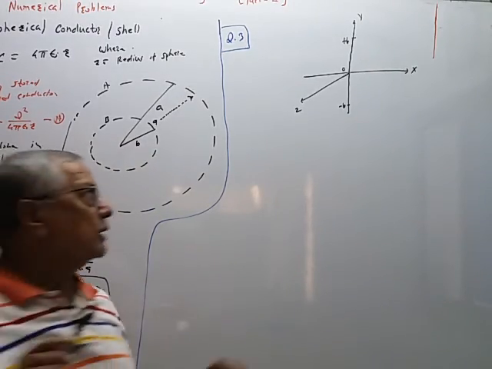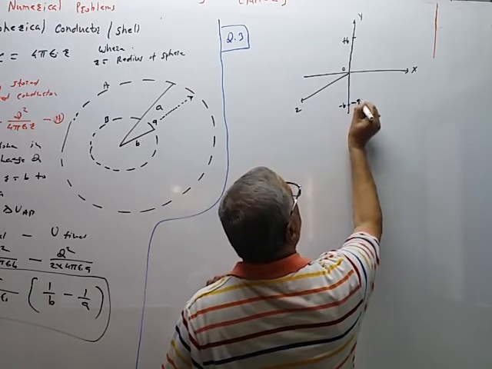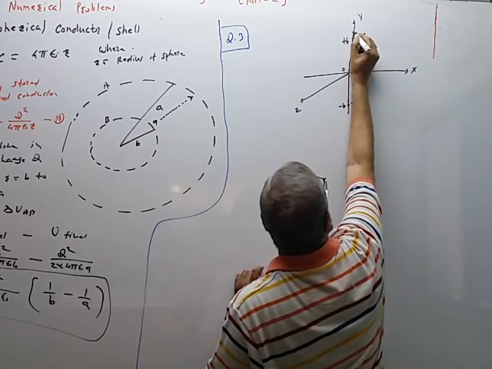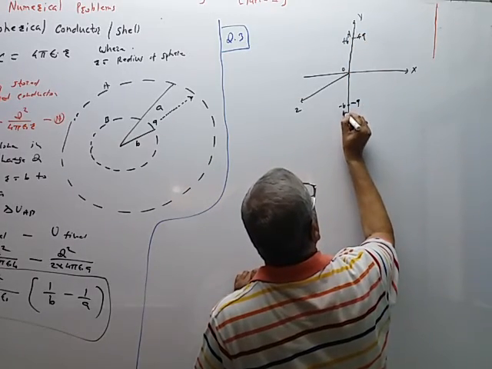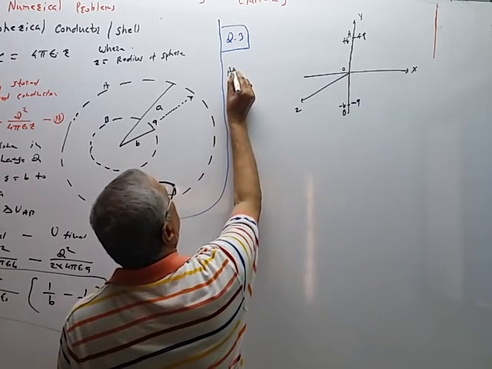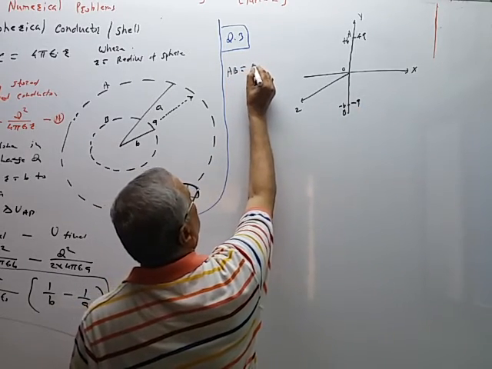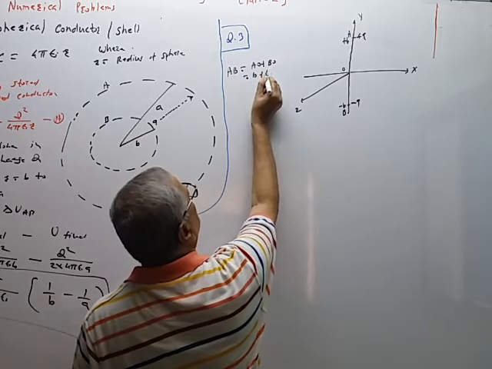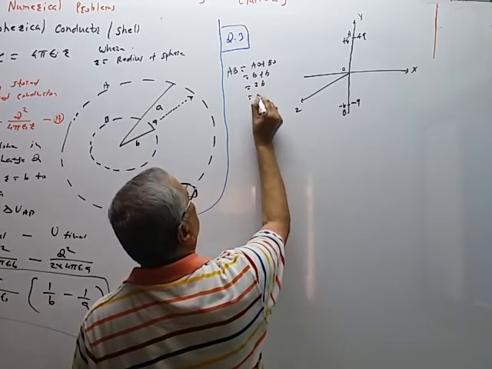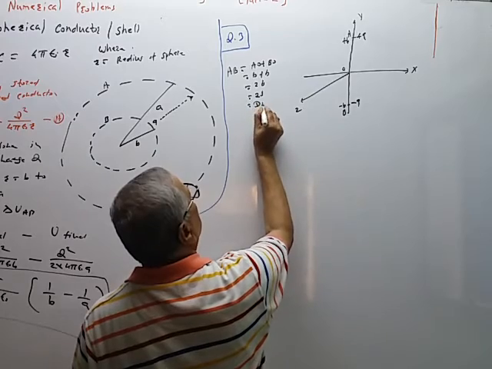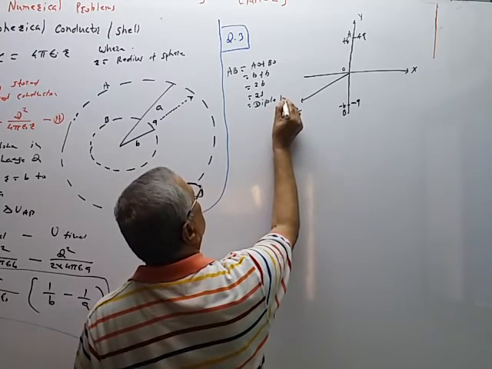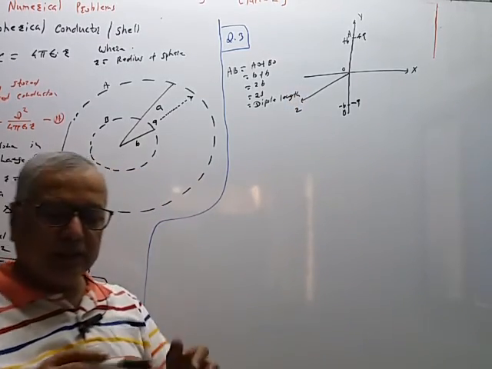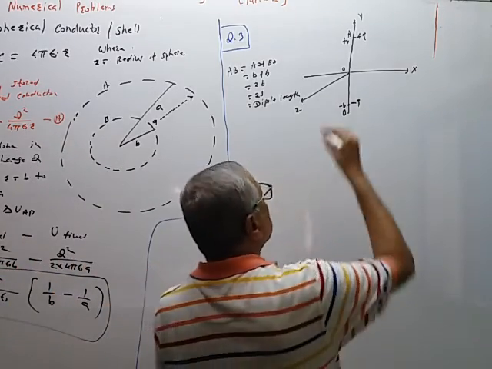The minus Q charge is kept here, and the plus Q charge is kept here. So this is a dipole. This is the point A and this is the point B. So AB is equal to AO plus BO, which is B plus B, equal to 2B, which is equal to 2L, the dipole length. So the electric dipole moment P is from minus Q to plus Q.